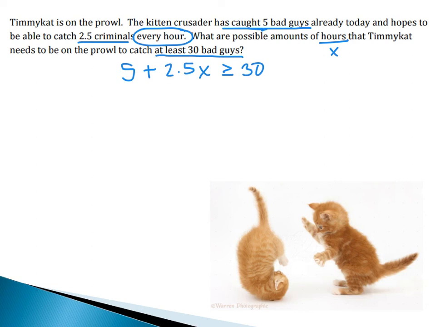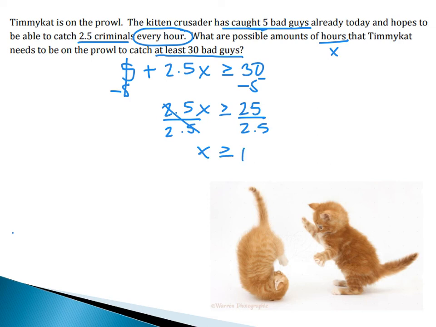Okay, so what we have here now, we just got to solve. So I'm going to subtract 5 from both sides. That's going to give me 2.5x is going to be greater than or equal to 30 minus 5, which is 25. Then lastly, I'm going to divide by 2.5 on both sides. And that's going to give me x is greater than or equal to 10. Okay, so that means Timmy Cat has to work at least 10 hours. He's got to put in a full day's work in order to catch those criminals, and I certainly hope that Timmy Cat does.